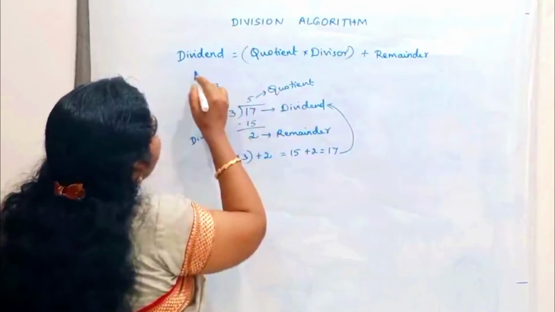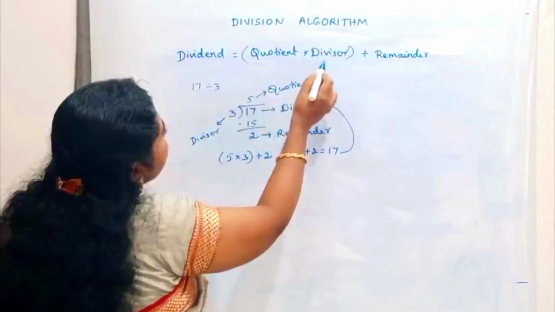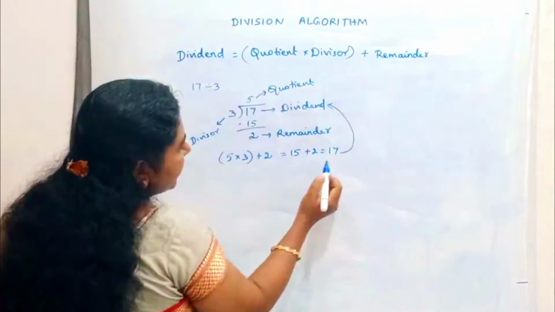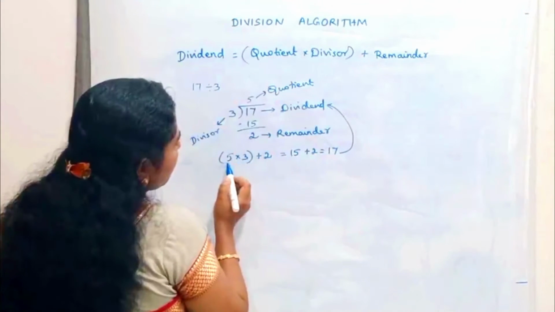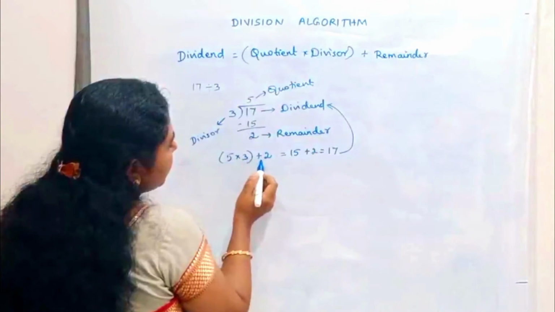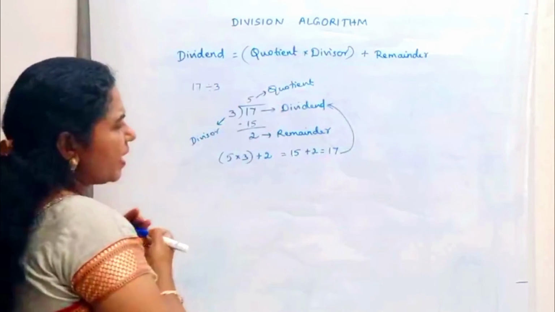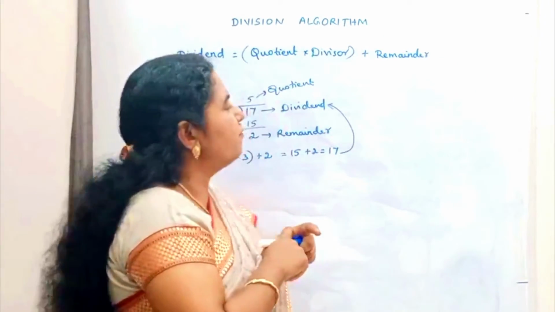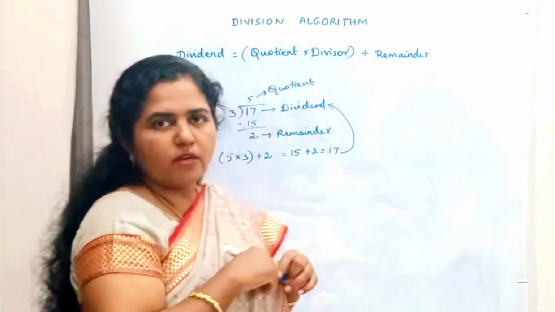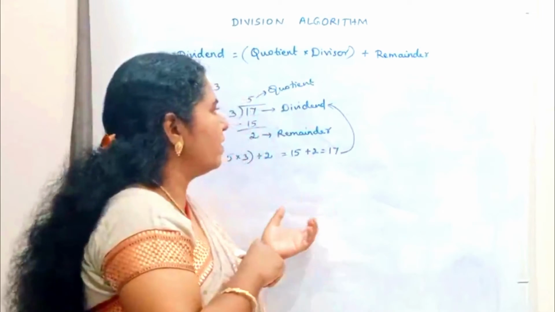That is, dividend is equal to quotient into divisor plus remainder. This is for numbers. Now the same concept is applicable for division of polynomials also. Okay, now we'll see that.